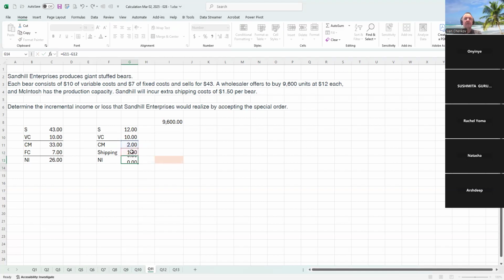I'm generating 50 cents. But how many products do they want? 9,600. So how much am I going to generate? 4,800. Do you want them? Yeah, definitely. Then go for it. If you decide that you don't want it, don't go. Make sense?